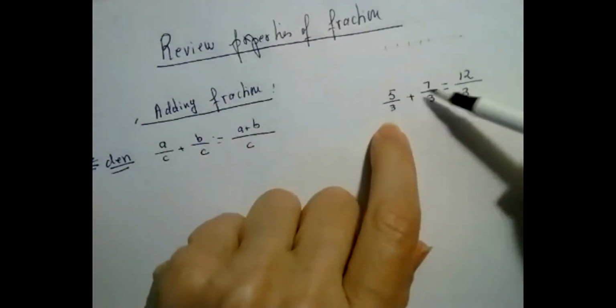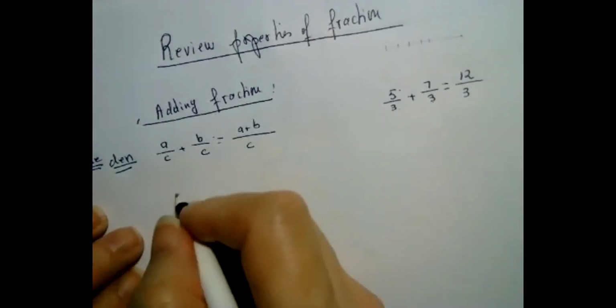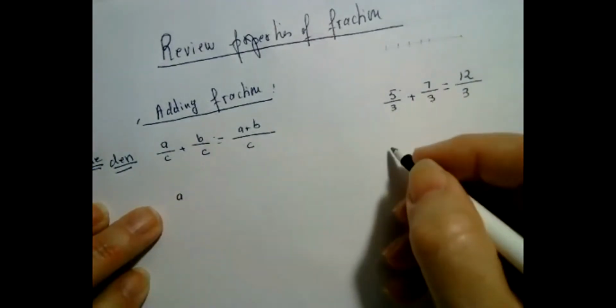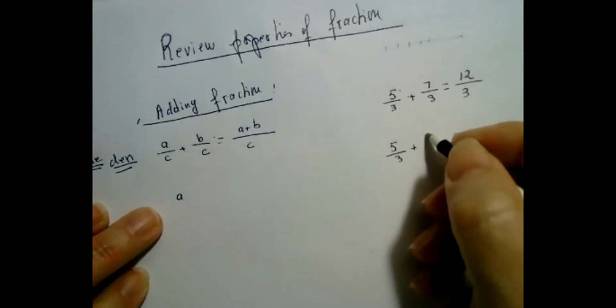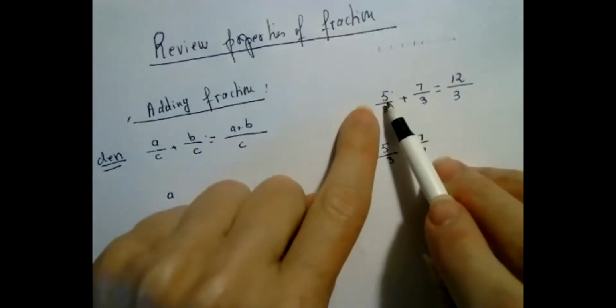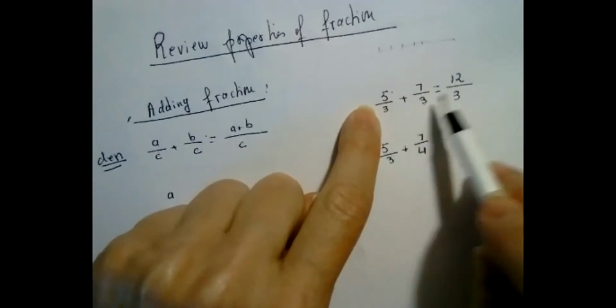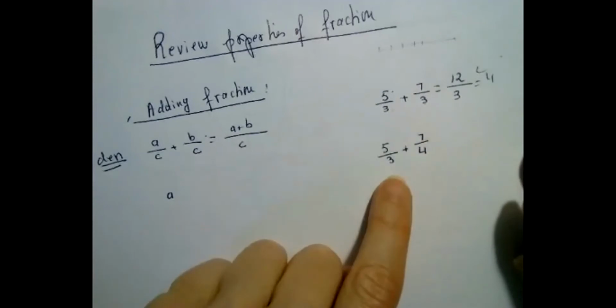Because you're adding the same size pieces, 5/3 plus 7/3. Now, as you guys know, the minute I don't have the same denominator, then I'm stuck. I'm not adding the same size pieces. Here, 5/3 plus 7/3 is 12/3. I know it's 4, believe me, but that's not my point here.